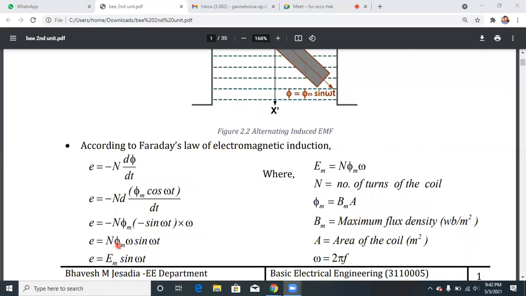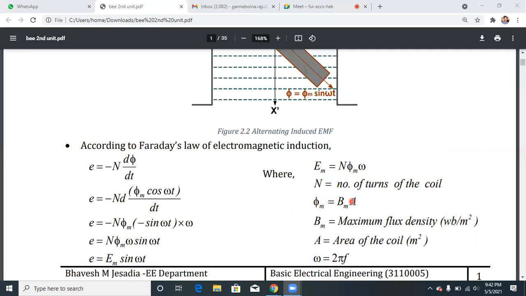That is called n into Φm into omega, which is called Em. Here Em is equal to n into Φm into omega. n is called the number of turns of the coil. Φm is called the maximum value of flux. Here B is called flux density, and A is called cross-sectional area.